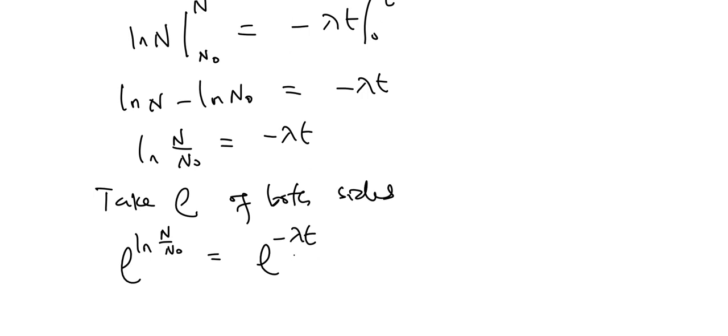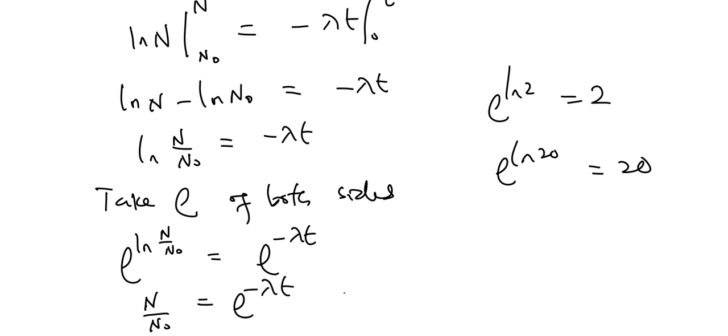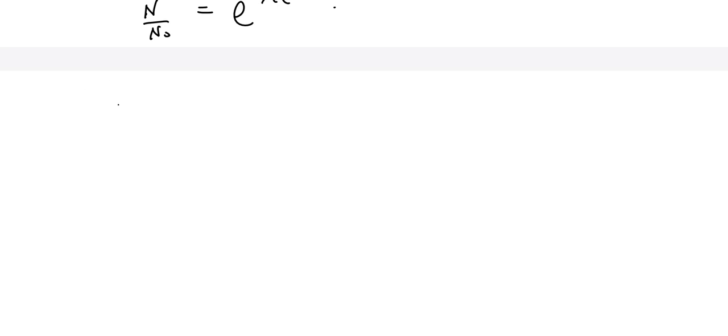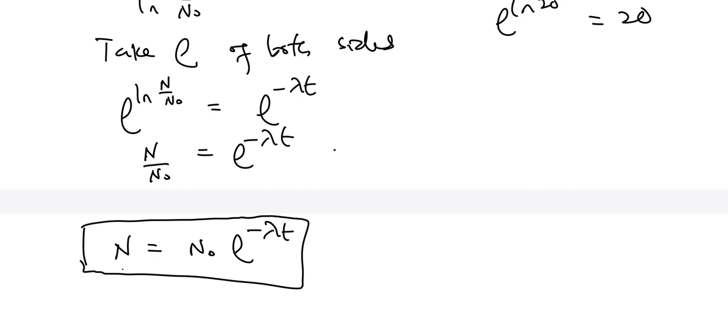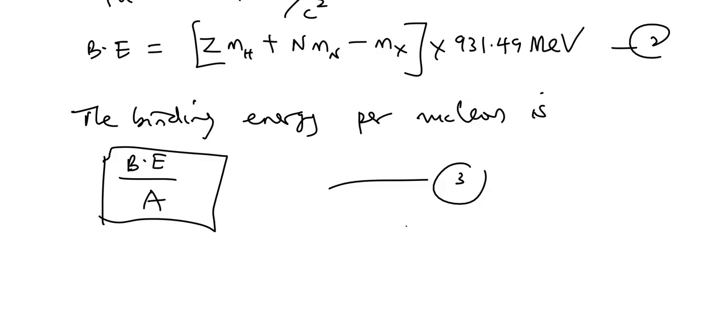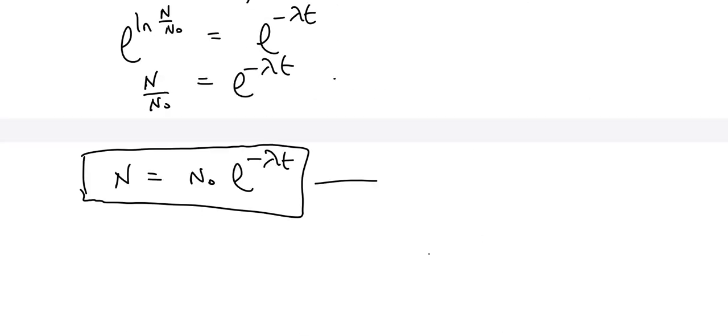When you take the exponential of the log of a number, you get the number. If you take exponential ln 2, the answer will be 2. Exponential ln 20, the answer will be 20, and so on. So exponential ln N over N naught is N over N naught, which equals exponential minus lambda t. This implies that N equals N naught exponential minus lambda t. This is the number of nuclei that will be present at time t greater than 0. Let me label this as equation 4, since the last equation I labeled was equation 3.